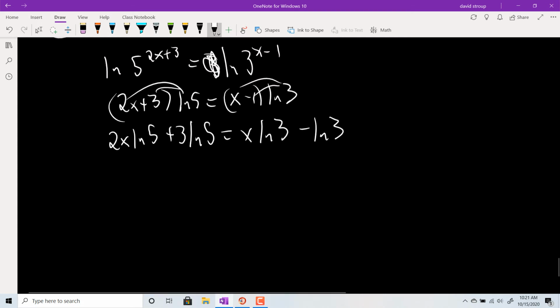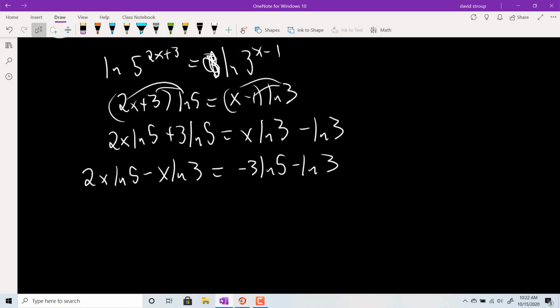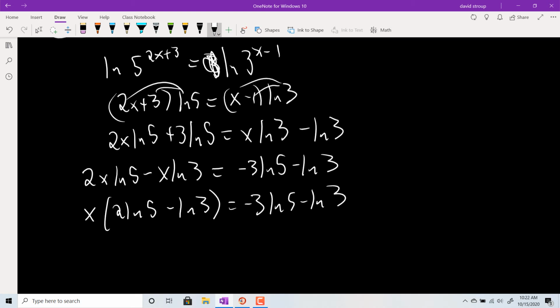Okay. Then collect all the x terms on one side. Factor out the x. Then you can divide both sides. And then you can put it into your calculator.